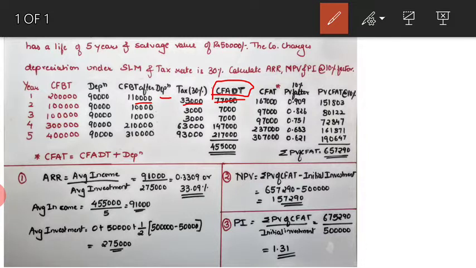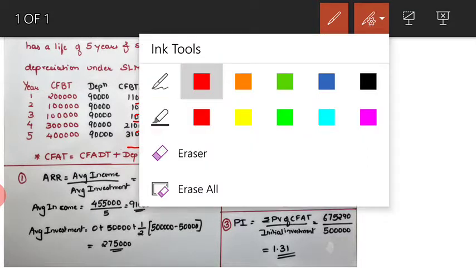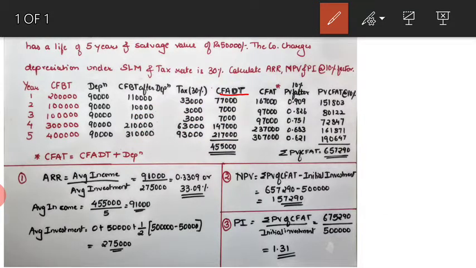So 1 lakh 10,000 minus 33,000 is 77,000. 10,000 minus 3,000 is 7,000, again 7,000. 2 lakh 10,000 minus 63,000 is 1 lakh 47,000 and 3 lakh 10,000 minus 93,000 gives you 2 lakh 17,000. So this is how we calculate CFADT, that is cash flows after depreciation and tax. I'll repeat, it is cash flows before tax after depreciation minus tax.